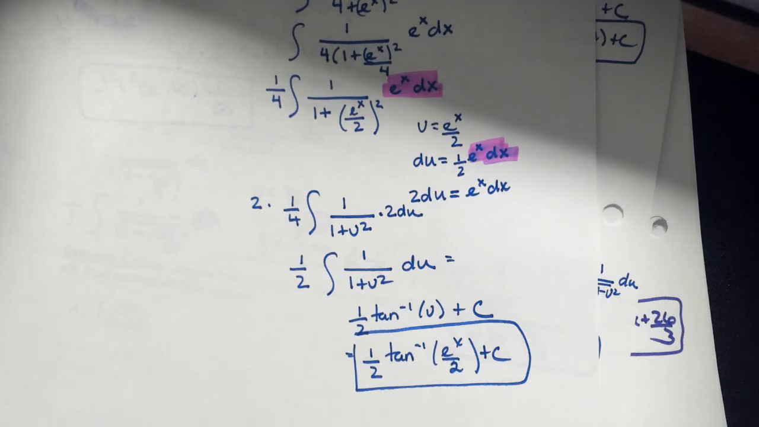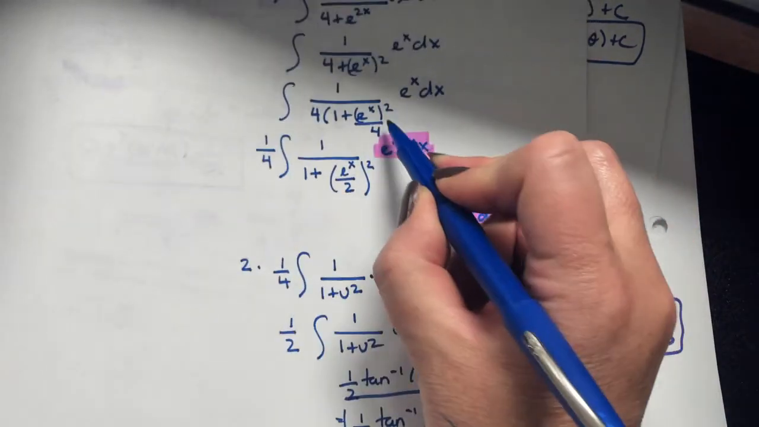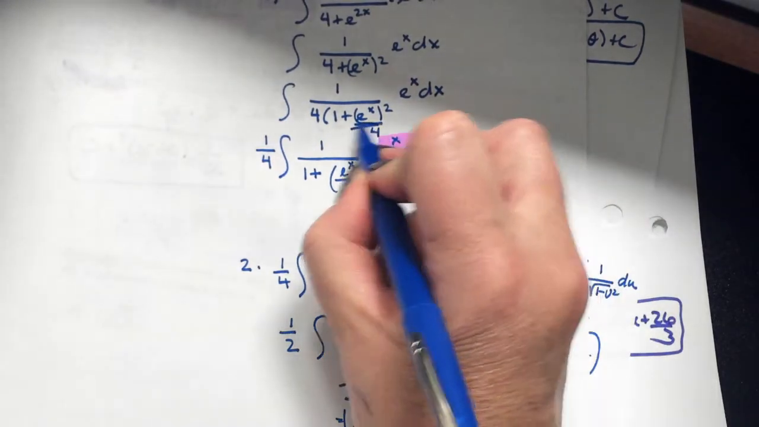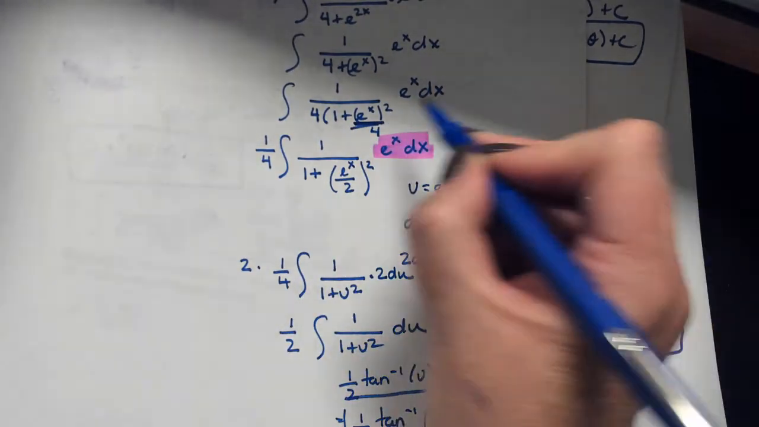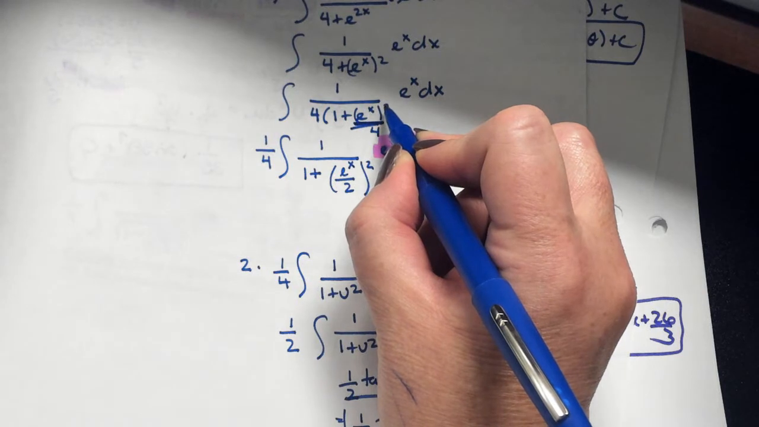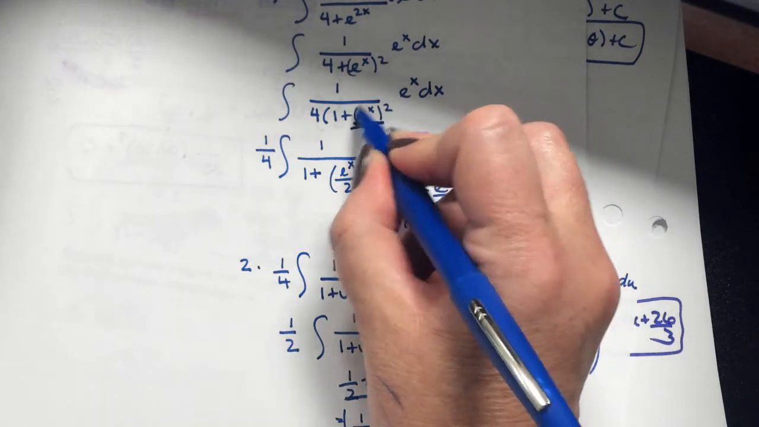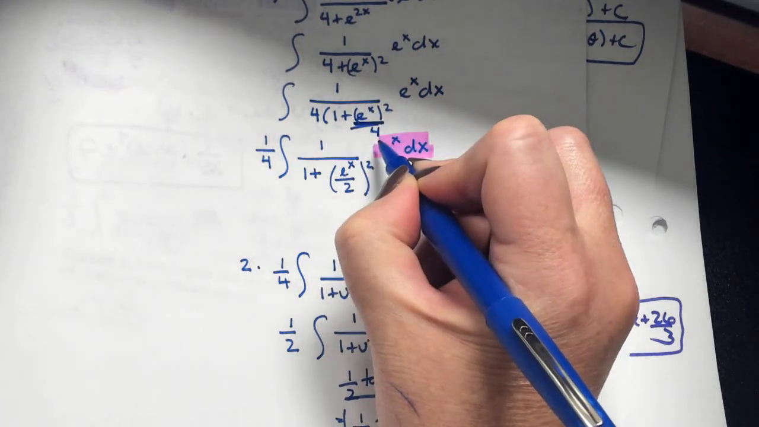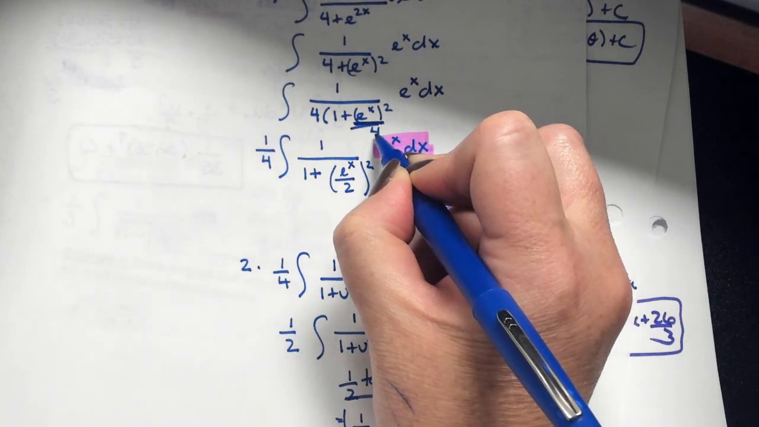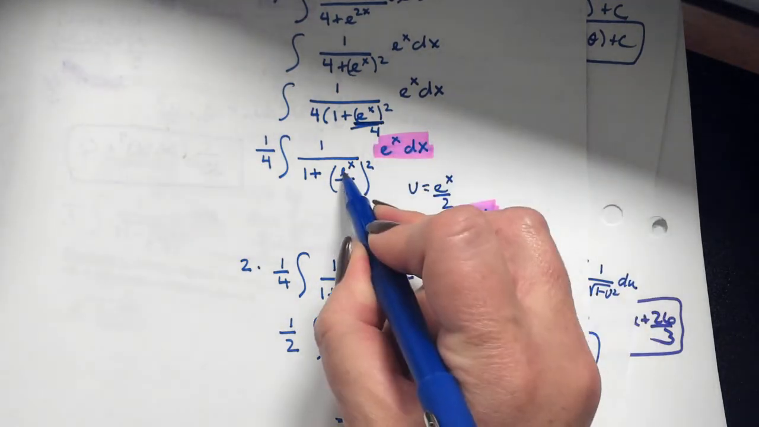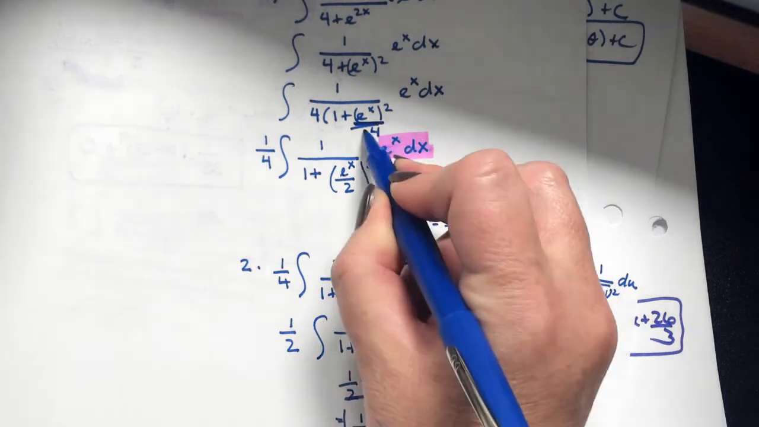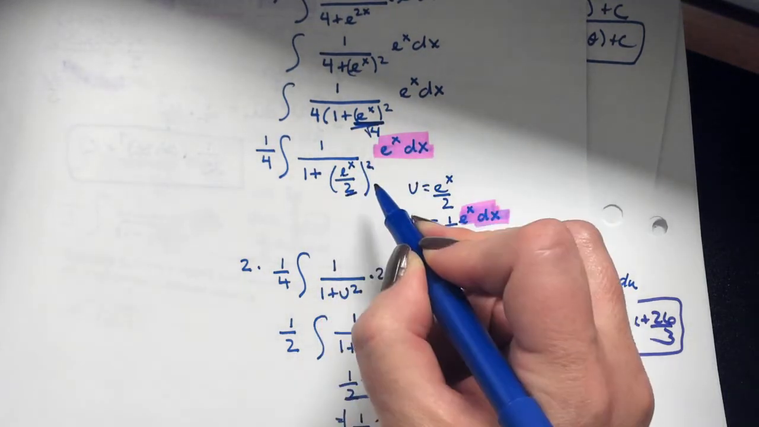Yes, Izzy? How do you go from the e to the 2x over 4 to e to the x over 2? Are you right here? Yeah. So this numerator is the only thing squared. So it's just e to the x to the second power. So I need to raise this whole entire fraction to a power of 2. So the square root of 4 is 2. So if I square the numerator, that gives me an e to the 2x. So basically I took the square root of 4, which is where I got the 2 from.